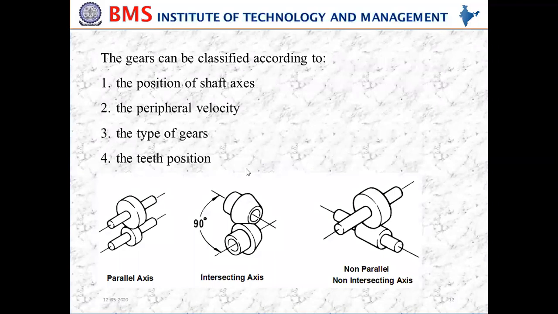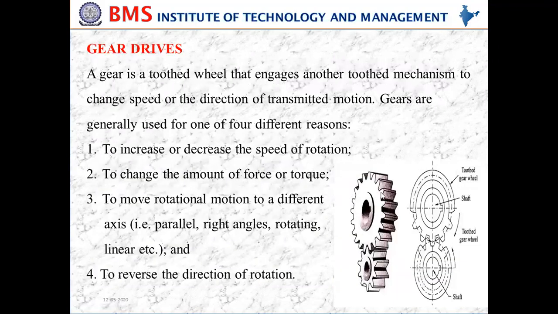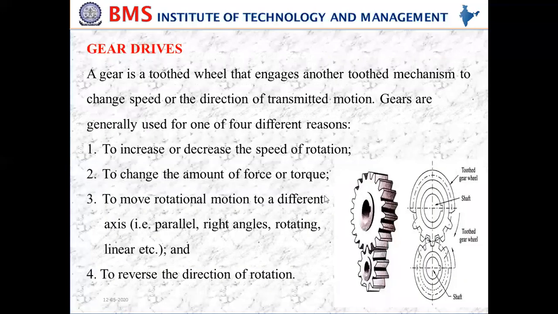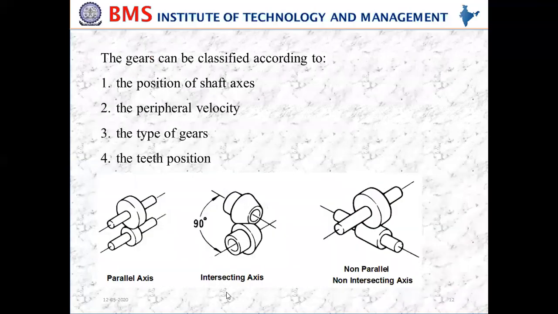Each one is called a tooth. This is one tooth, 2, 3, like that. It has n number of teeth on the periphery of this particular wheel. So this is called a toothed gear wheel, that is, a wheel with a number of teeth on the surface or periphery, provided with projections known as teeth. And in between two teeth there is a vacant space. If you look here, this tooth and this tooth have a space between them. This is called the tooth space.